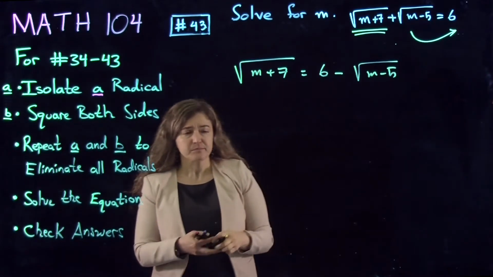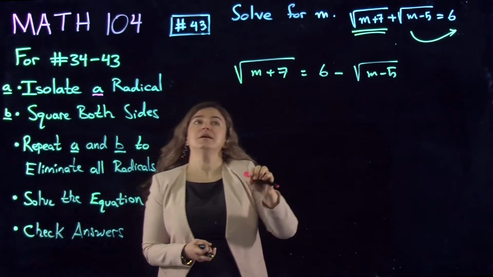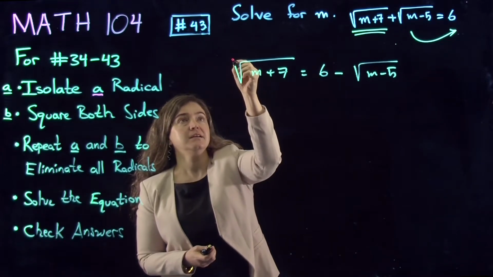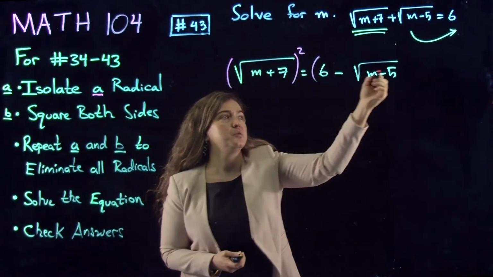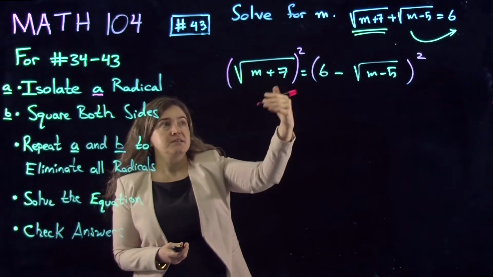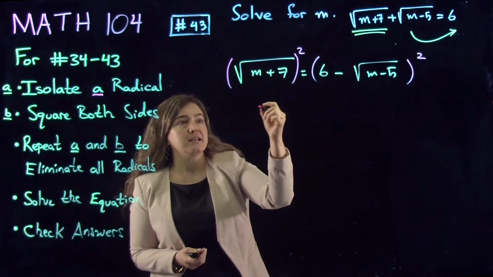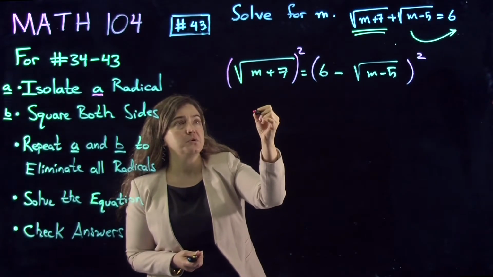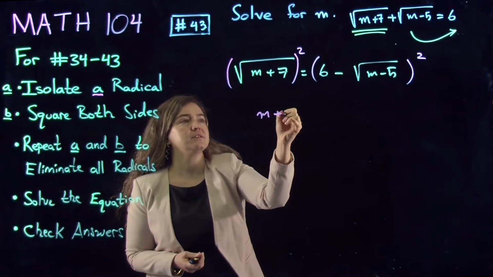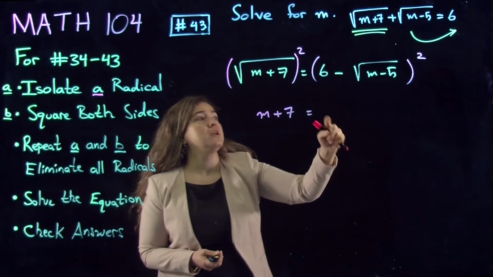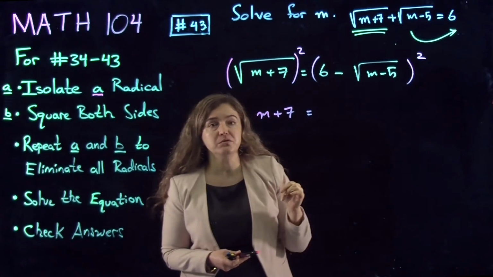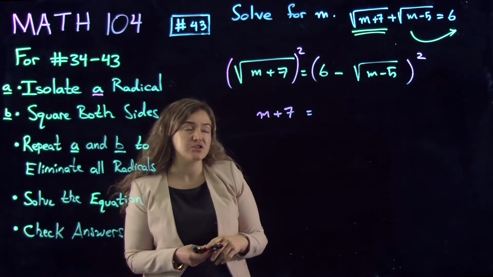minus 5. Now the next step is to get rid of the radical that we isolated by squaring both sides. First side is easy to do because the square root and squaring a value are inverses of each other, so they cancel out, and I get m plus 7 is equal to, second side, two terms to power 2, I have to use a binomial expansion.